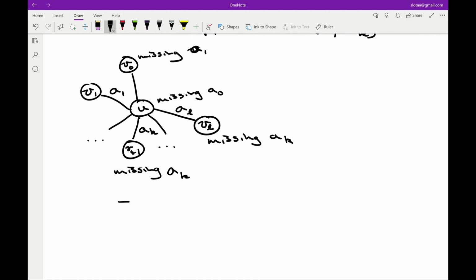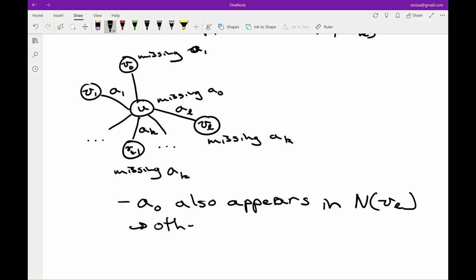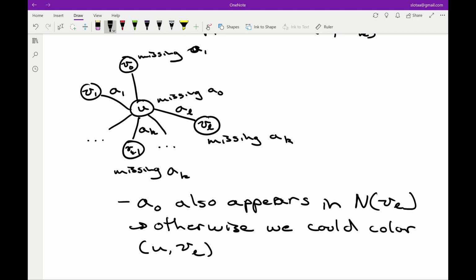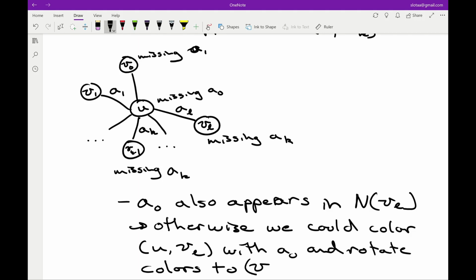There are a couple of things we should know. First, A naught also appears in the neighborhood of V sub L, because otherwise we could just color U V L with A naught and rotate colors all the way down to our edge U, V naught.